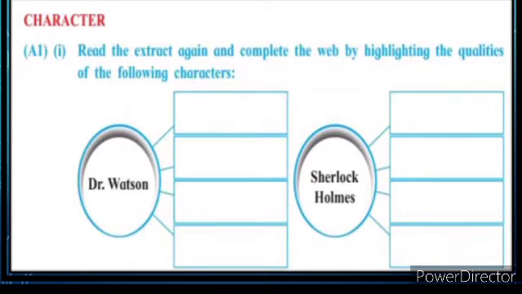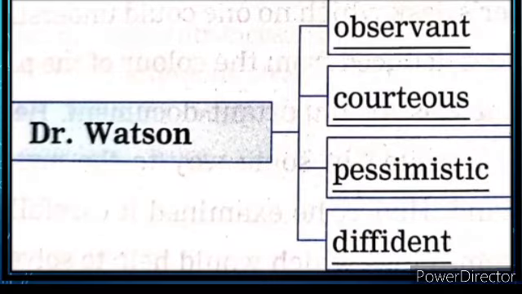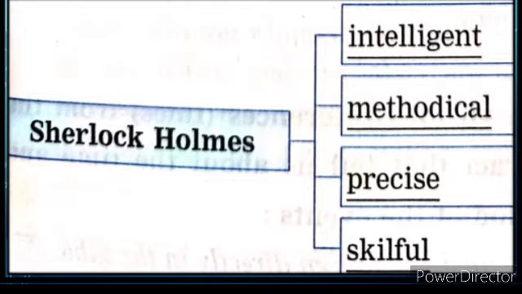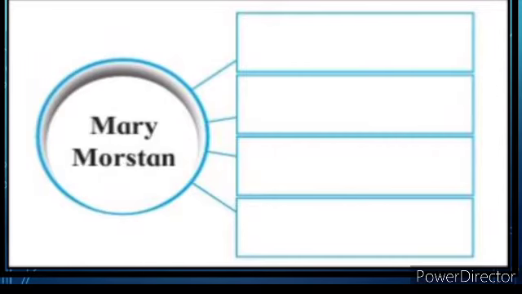Let's begin. Question number 1: Read the extract again and complete the web by highlighting the qualities of the following characters. Dr. Watson, Sherlock Holmes. Dr. Watson: observant, courteous, pessimistic, diffident. Sherlock Holmes: intelligent, methodical, precise, skillful.